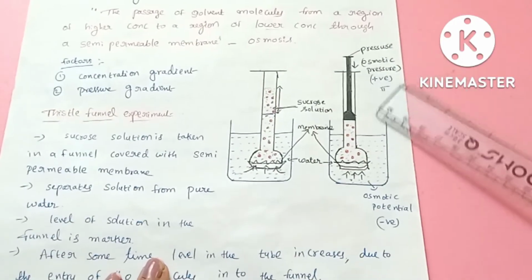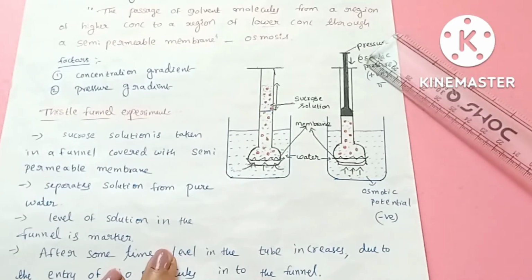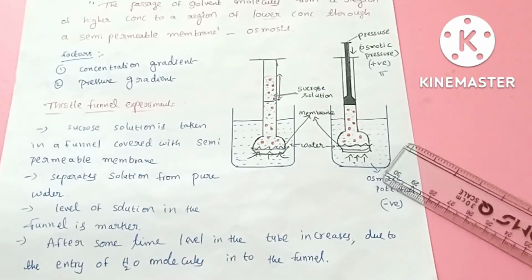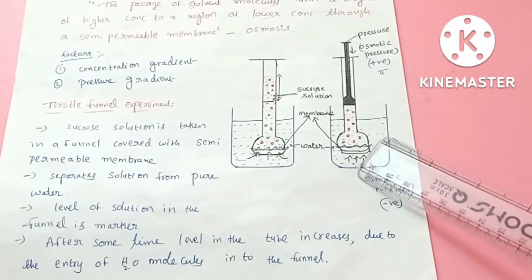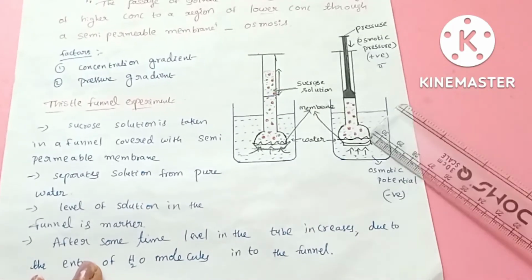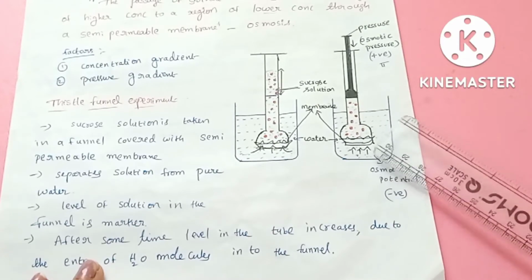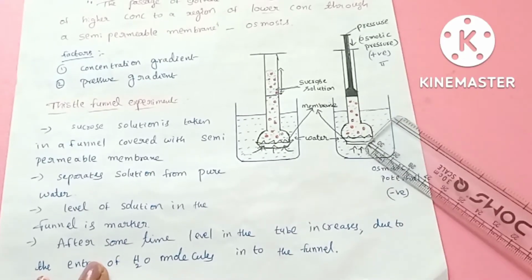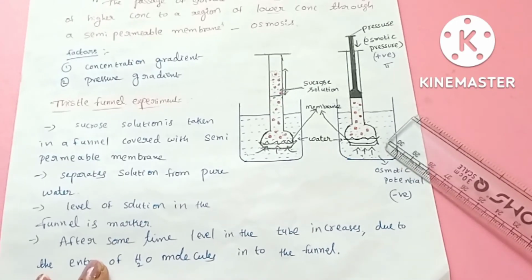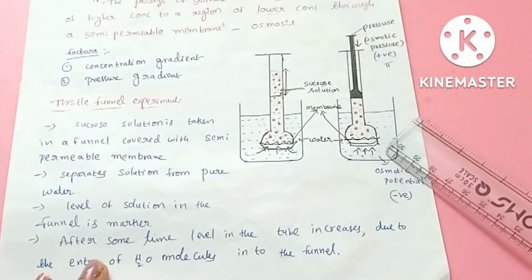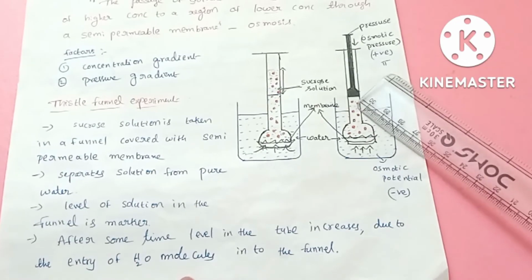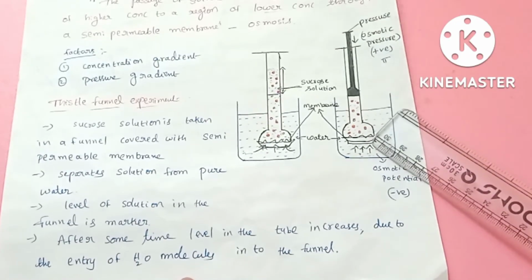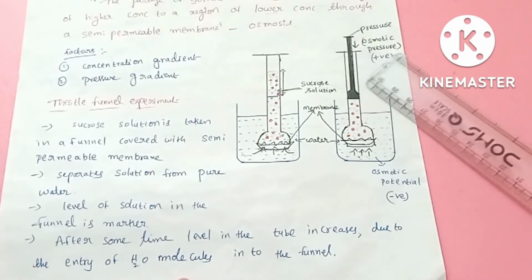And here there is one more thing. This is the osmotic pressure, and another one is the osmotic potential. This is also important. What is osmotic potential? Here the water molecules in the beaker also have some potential. So the potential of these water molecules to move from a hypotonic solution to a hypertonic solution through a semi-permeable membrane is called osmotic potential.